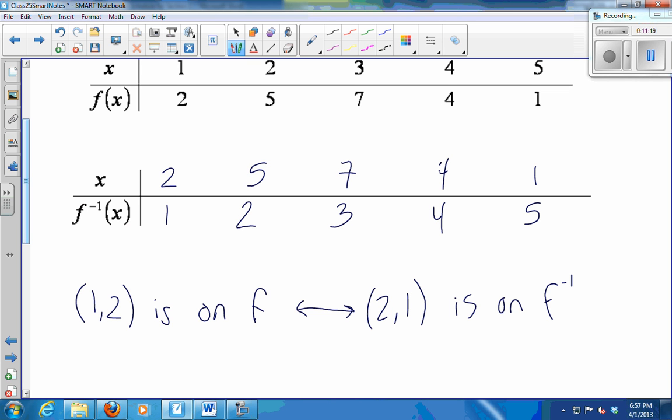So f and f inverse swap inputs and outputs. The inputs of f are the outputs of f inverse. The outputs of f are the inputs of f inverse. This is just a consequence of the round trip idea. You put something into f, you get an output. That output becomes an input to f inverse, and the output of f inverse was the original input to f. So all your x's and y's trade places when you have two functions that are inverses.